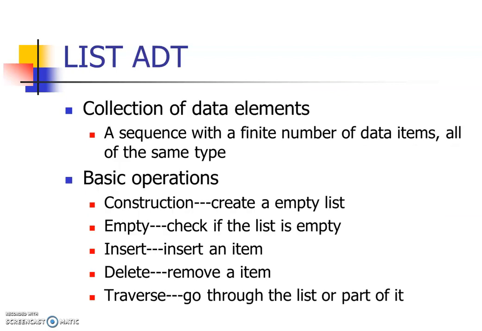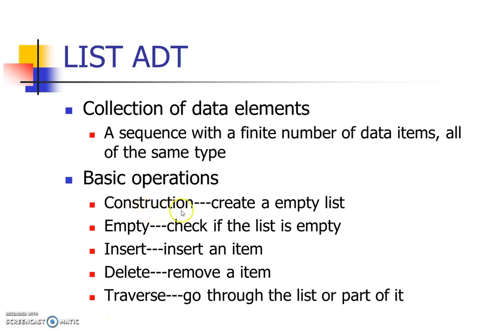The list is a collection of data elements. Basically, we talk about data and we talk about the basic functions. When we talk about the data, it is a sequential, finite number of data items, all of the same type. So that is the requirement for the data. And then in order to implement the list, there are 5 basic important operations.